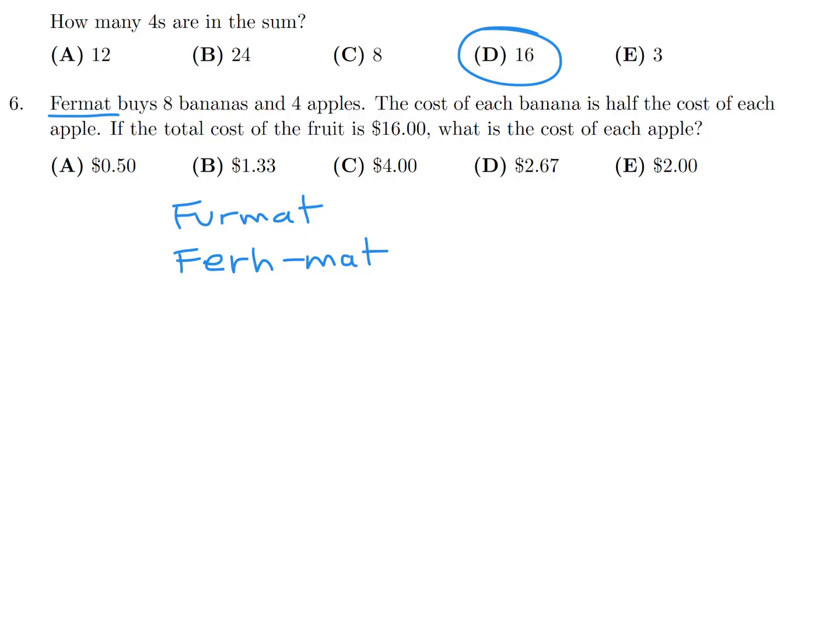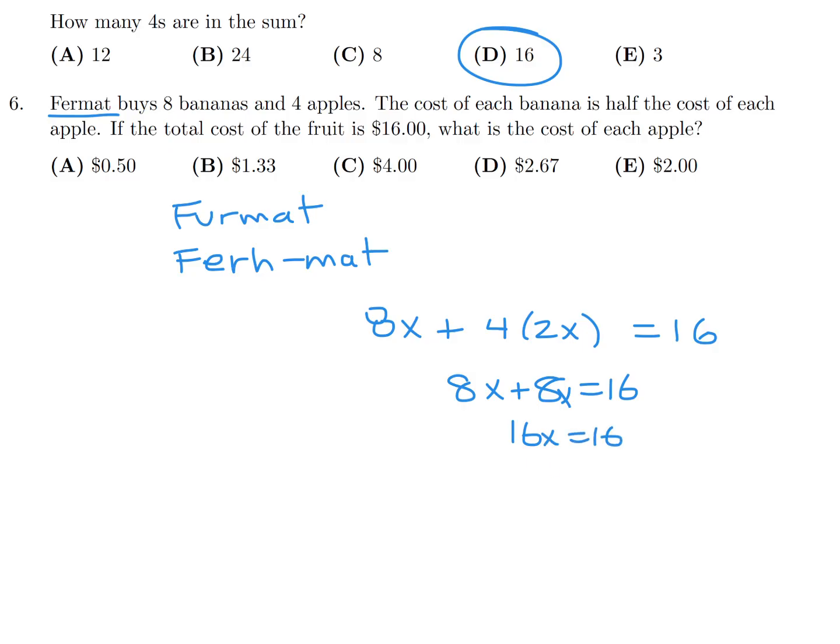Okay, buys 8 bananas and 4 apples. The cost of each banana is half of the cost of each apple. If the total cost of the fruit is $16, what is the cost of each apple? Okay, so 8x plus 4 times 2x, right? If we let x be the cost of a banana, the cost of an apple is 2x. And this is 16. So 8x plus 8x, and therefore that is 16x is 16, so x is 1.